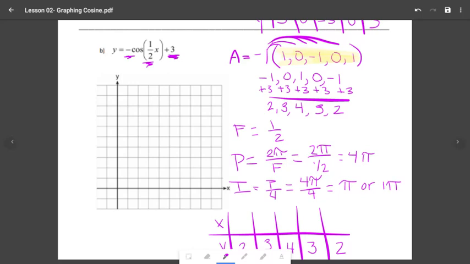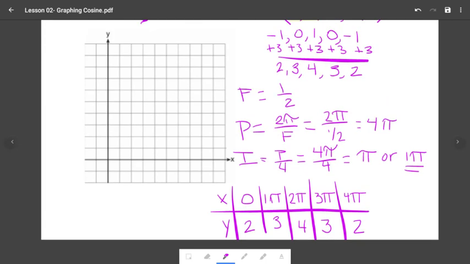So on the table, remember the first x, just like with sine, is always 0. And then we're going to count by 1 pi or pi. So the next one will be 1 pi, plus another 1 pi will be 2 pi, plus another will be 3 pi, plus another will be 4 pi. So labeling, here's our 1 pi, 2 pi, 3 pi, 4 pi. Remember, this last one should be your period, which it is.